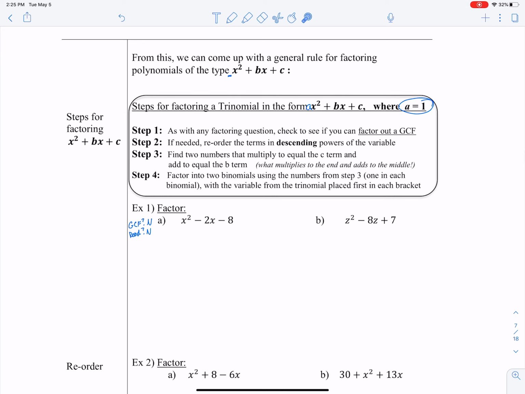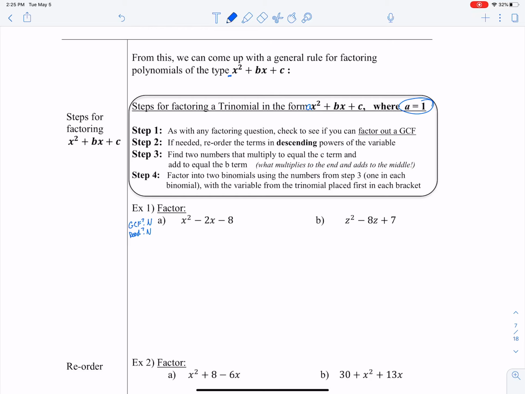Now we get into the real meat of factoring. We need to find two numbers that multiply to equal the last term, the c, and that add together to equal this middle term, b. Okay, so what multiplies to the end and adds to the middle?